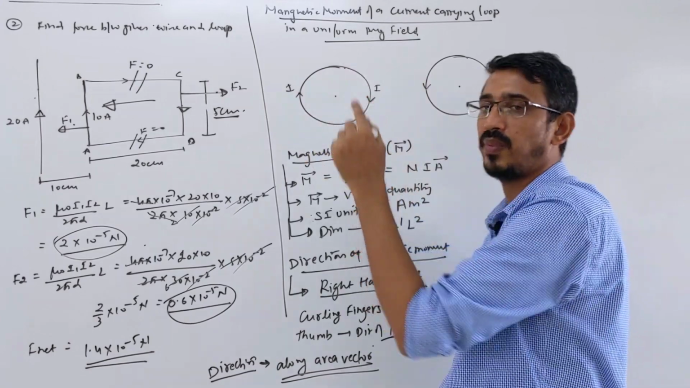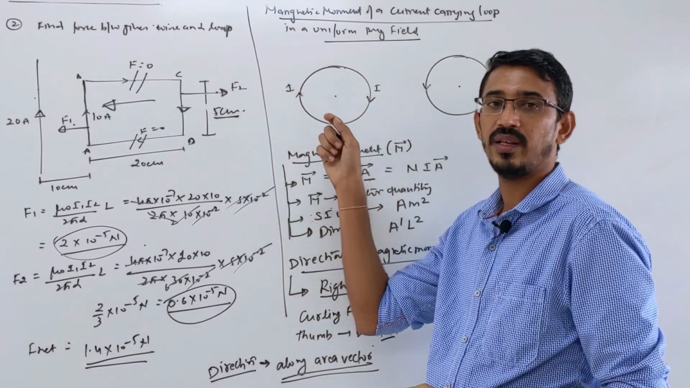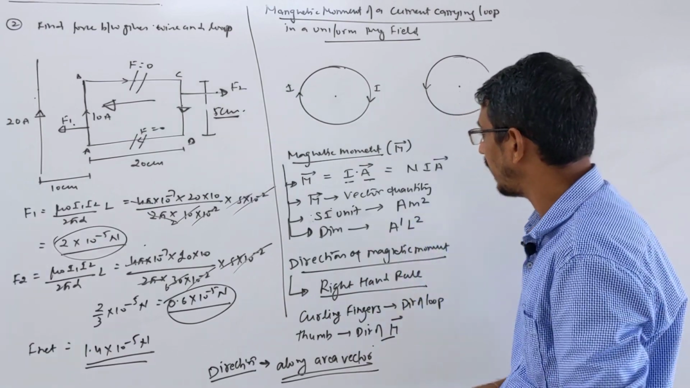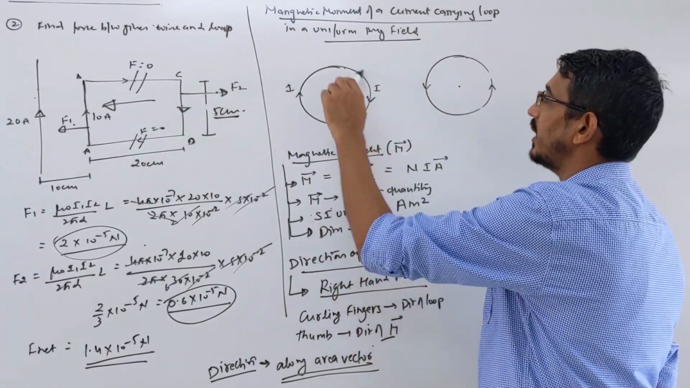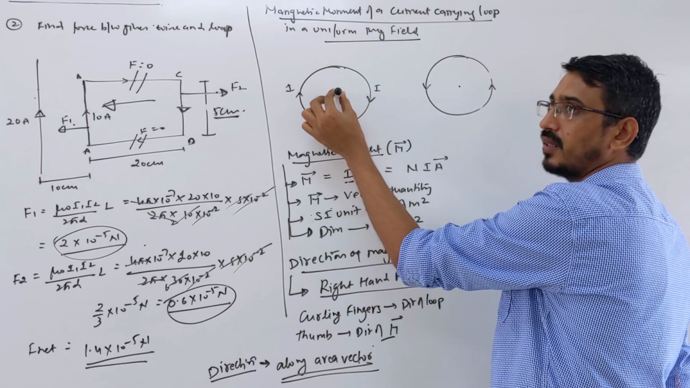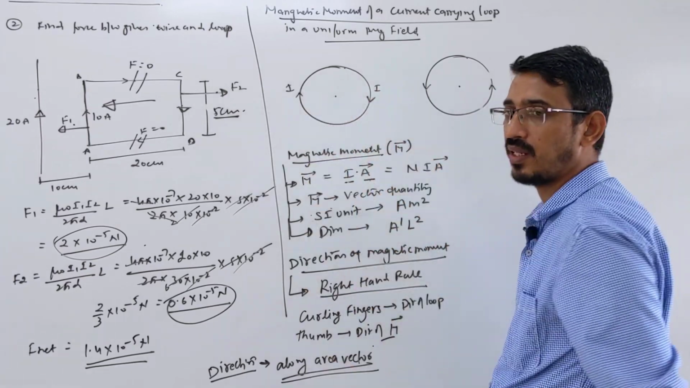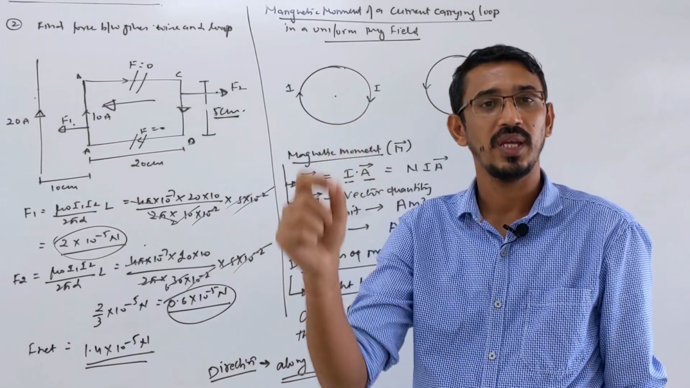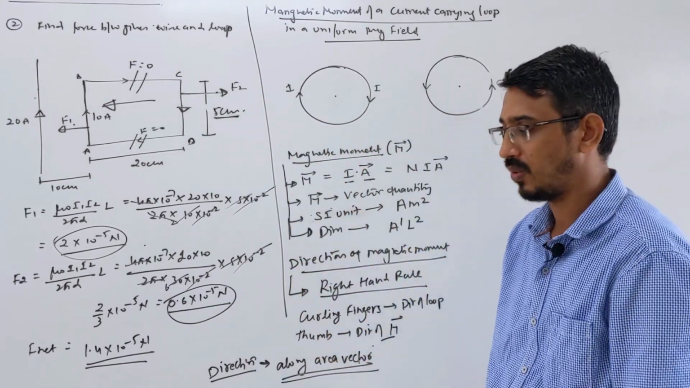Some loop is given, and suppose this is the plane of that loop. Then perpendicular to this loop is the direction of magnetic moment. Perpendicular means what? Area vector. This is the area, and this is called the area vector. So along this direction is your magnetic moment always. Magnetic moment is always perpendicular to the area or plane of that coil, given coil, okay?